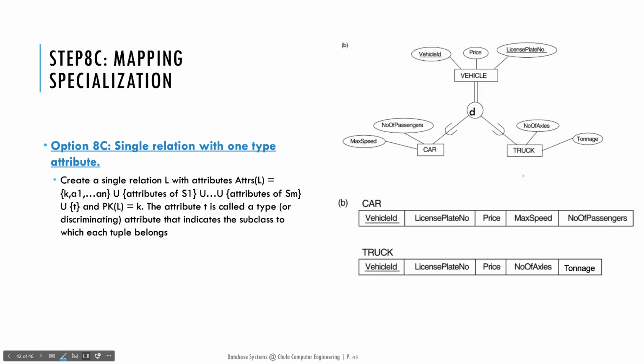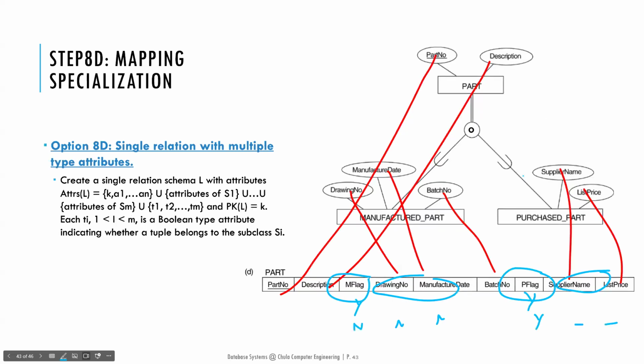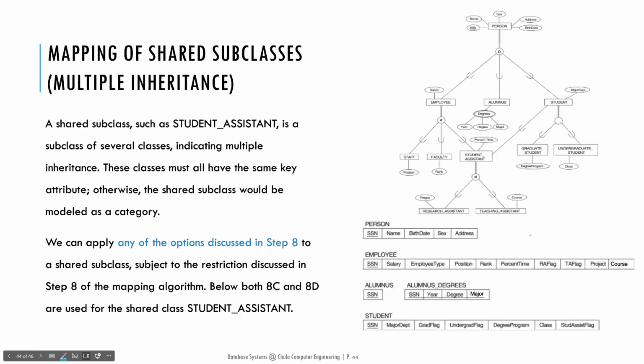For option number C, disregard this picture, but for option number C, you only have one big relation, which comes from both superclass and subclass. And then for mapping of specialization of 8D, you have one single relation, but you have a flag for each of the type attributes, multiple type attributes, right? So there are A, B, C, D.